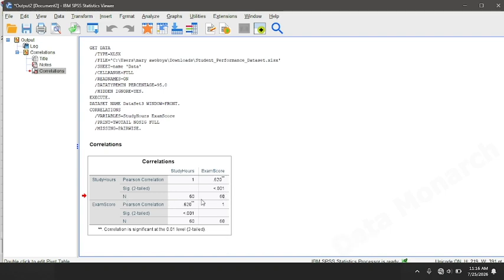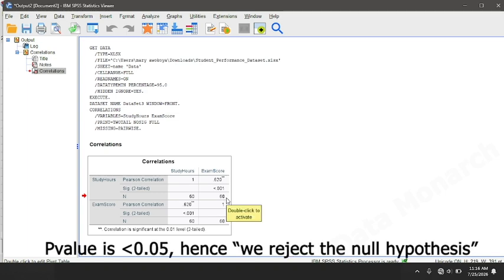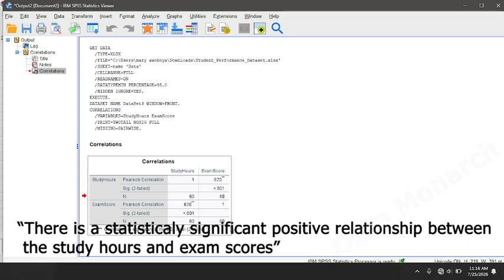The third value we are looking at is the number. You can see that the number here is 60, and that confirms that all 60 students were included in this particular correlation. Now we apply our decision rule. Is P less than 0.05? Yes, just as you can see, and so we reject the null hypothesis, and the conclusion is that there is a statistically significant positive relationship between the study hours and exam scores in this sample.